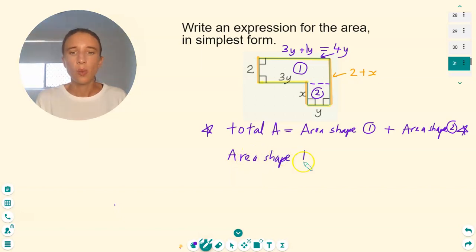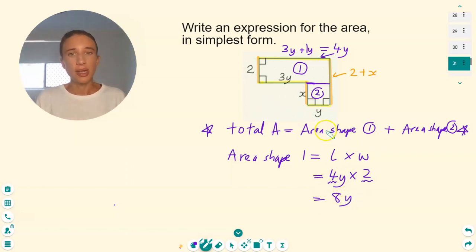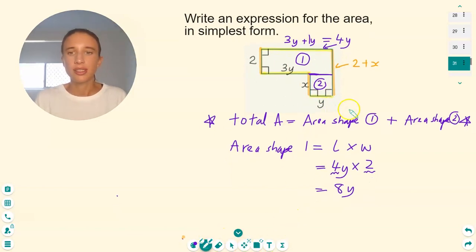Area, shape 1. We know that shape 1 is a rectangle, so let's just write our formula. What's the length? We found that through reasoning to be 4y. And the width of this rectangle, I'm only looking at this top shape 1, is 2. Simplify it a bit, multiply those normal numbers. 4 times 2 is 8, y times 1 is y. So that's the area of our shape 1, but we need this total shape. So we are going to stick to this formula. We've found shape 1. I'm going to put a box around that because we'll need it later.